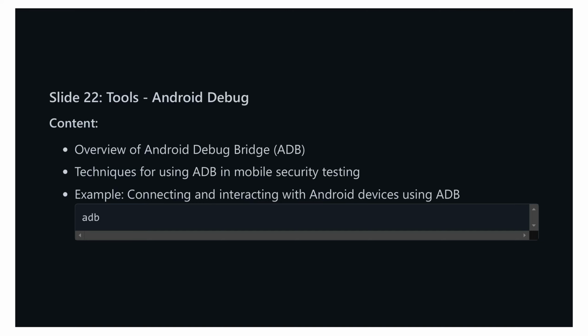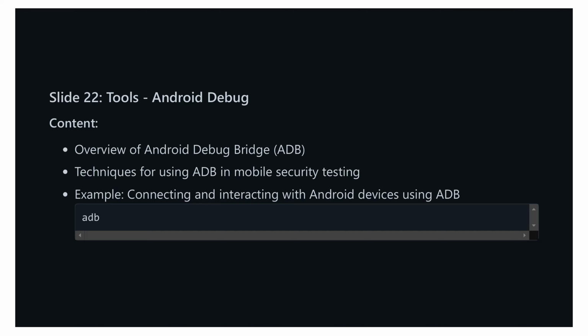Continuing from our discussion on Drozer, we now move on to another critical tool in the Android security testing arsenal, the Android Debug Bridge, or ADB for short. This tool is essential for interacting with Android devices from your development machine. First, an overview. ADB is a versatile command line tool that allows you to communicate with an emulator instance or connected Android device.